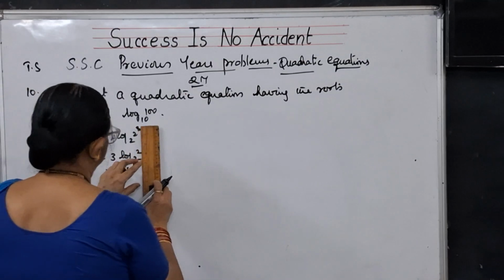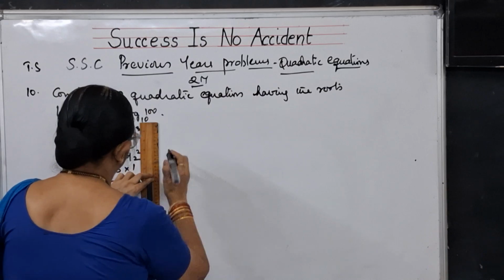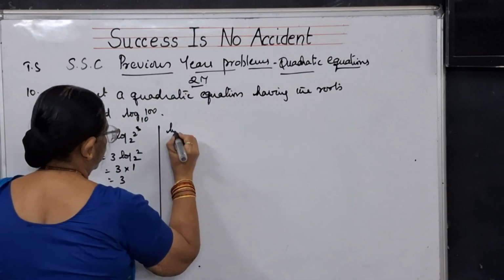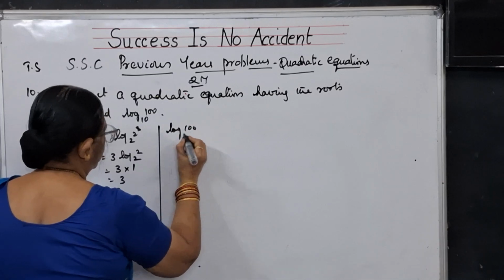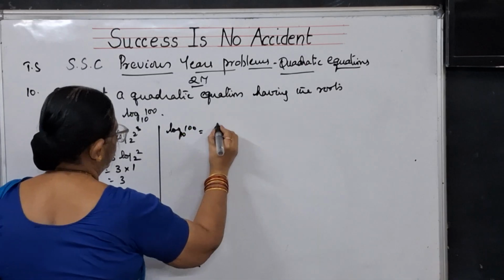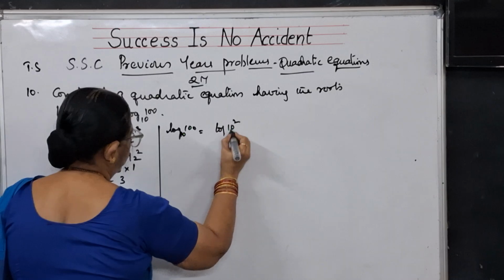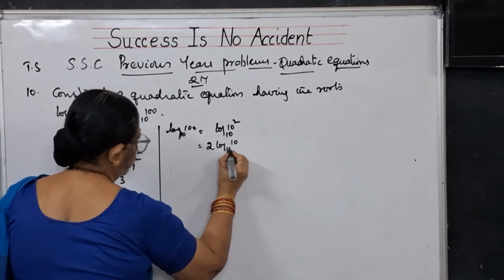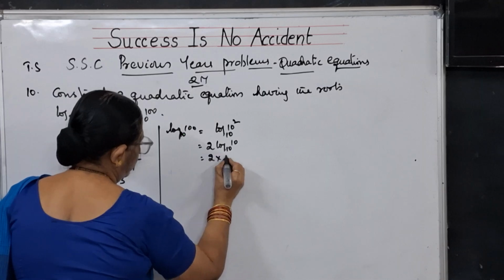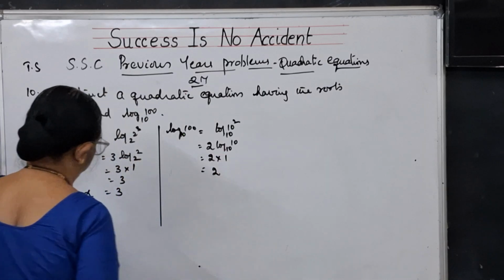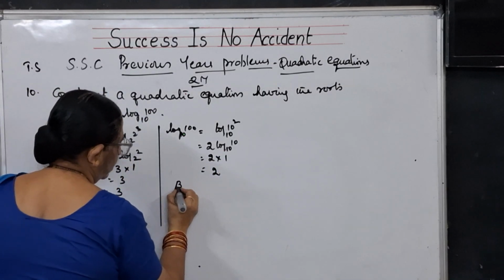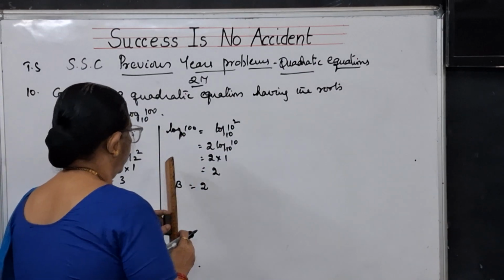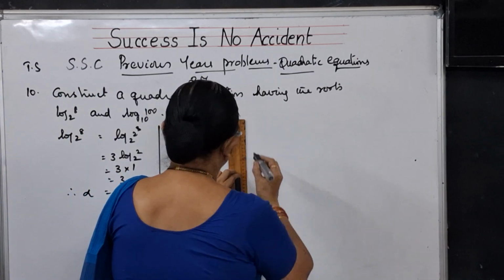Now, log 100 to the base 10 can be written as log 10 squared to the base 10, that is 2 log 10 to the base 10. That is 2 into 1, that is 2. So, beta is equal to 2. You have got alpha is 3, beta is 2.